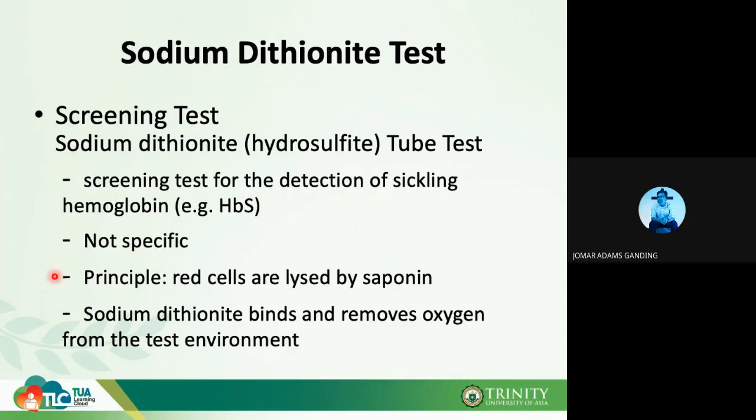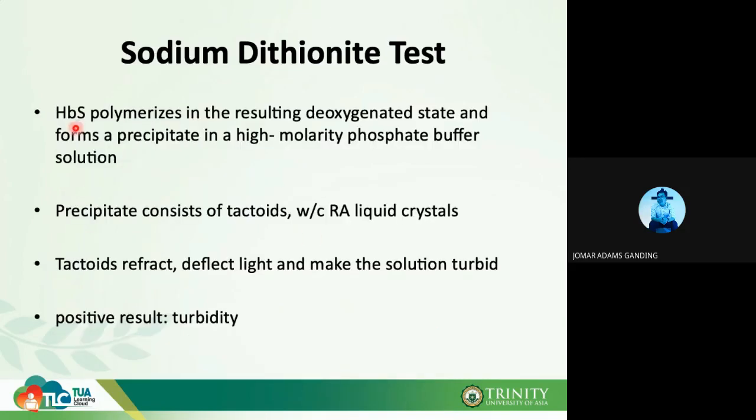Your sodium dithionite is actually not specific. So, what we do here is first, we lyse the cell to liberate the hemoglobin. Once the red blood cells are lysed using your saponin, you add now your sodium dithionite. Your sodium dithionite binds and removes your oxygen from the test environment. So, once the oxygen is removed, okay, sickling will happen.